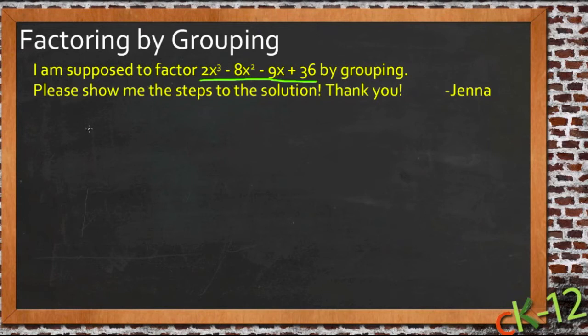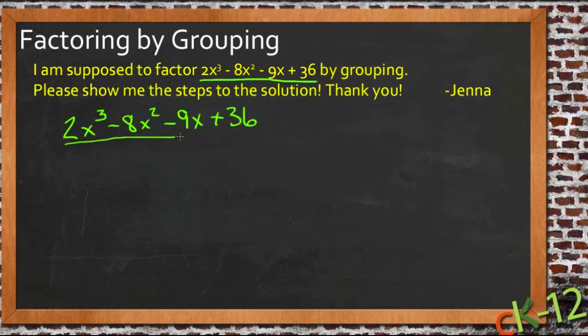So let's take her expression here. We have 2x cubed minus 8x squared minus 9x plus 36. And let's see what we can break apart, what things have something in common. Now, the first three terms all have an x in common. And I could do that. I could pull out that x, but then the last term wouldn't factor at all.